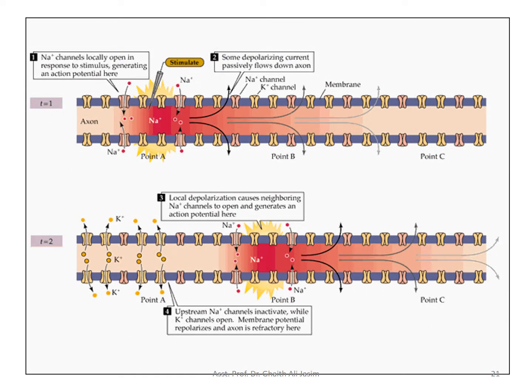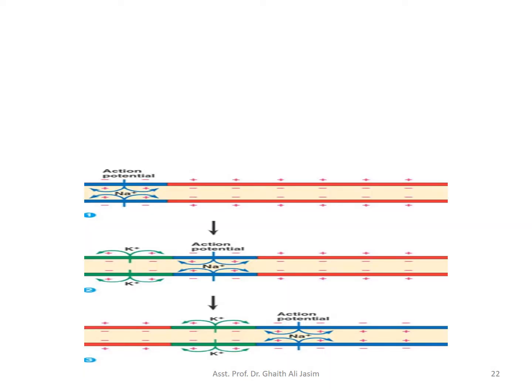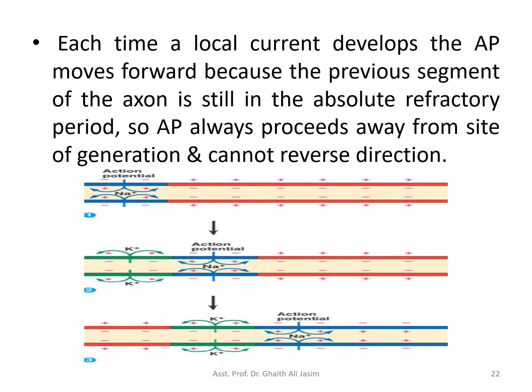So we can see from this figure how the action potential, in deep red, is generated, and sodium will spread along the length of the axon. Each time a local current develops, the action potential moves forward because the previous segment of the axon is still in the absolute refractory period. So the action potential always proceeds away from the site of generation and cannot reverse directions.